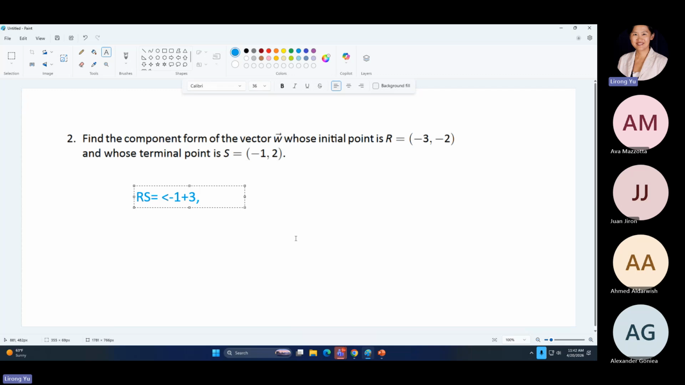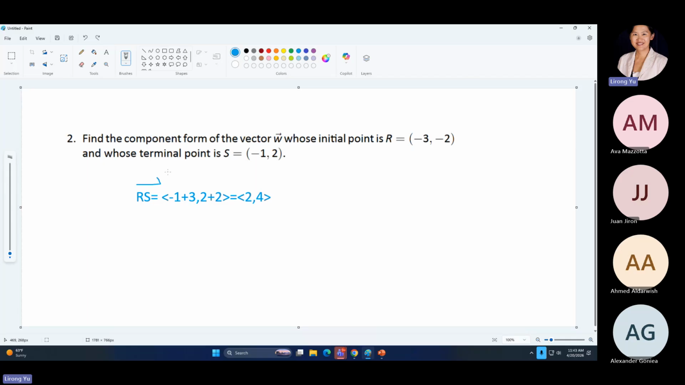Then the Y component is the Y value minus the Y value. So terminal Y value minus the initial value, so 2 minus -2. Again, you would turn that negative minus negative into a positive. So that's the calculation part of it. And we combine them into the first component is 2, the second component is 4. So that's vector form.